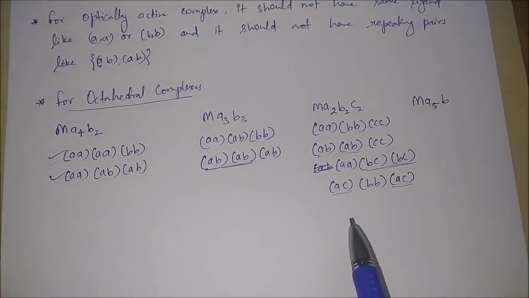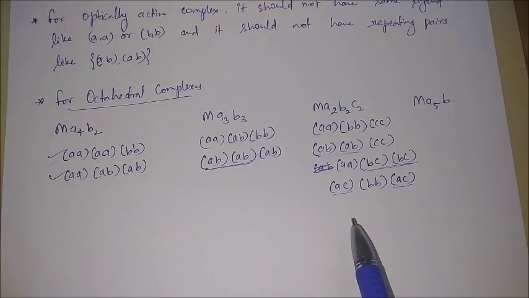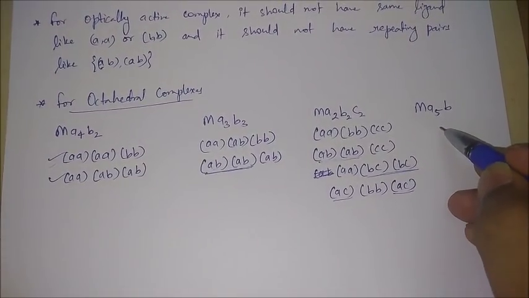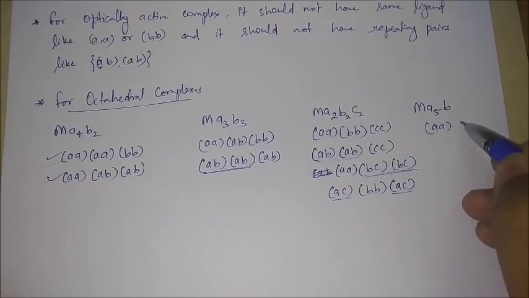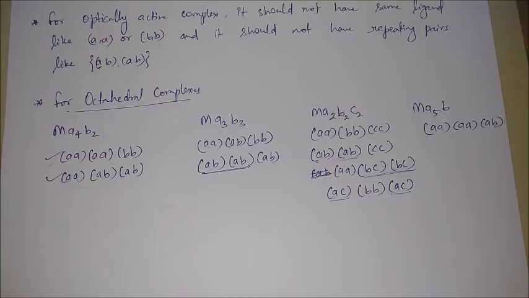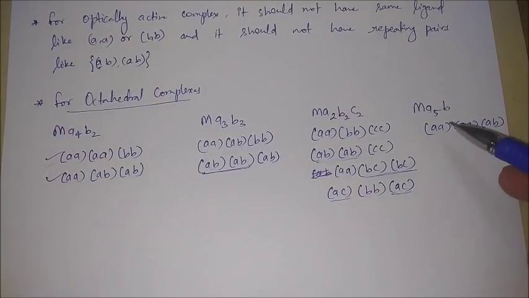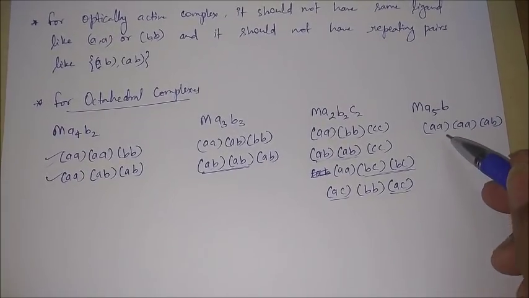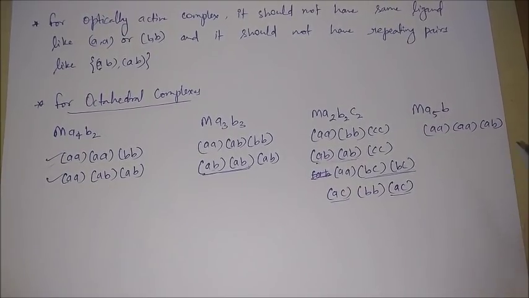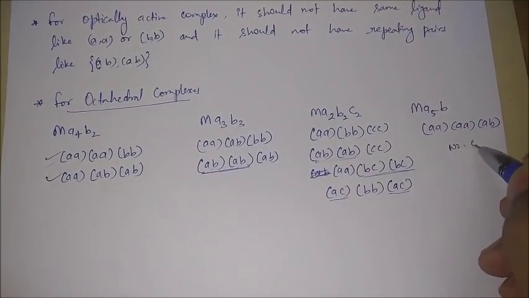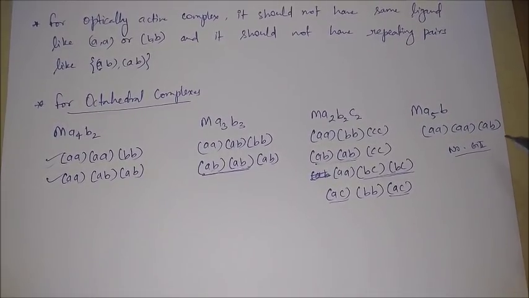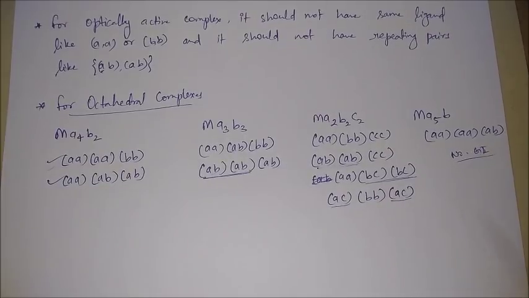All right, now for MA5B, how will you pair it up? So you have 5A, so you have AA, then AB, just like that. You cannot make more of it, so you just have one structure. So how many geometrical isomers is this? It does not possess any geometrical isomers. And is it optically active or not? We will say that it is optically inactive because you have the same pair repeating over here.